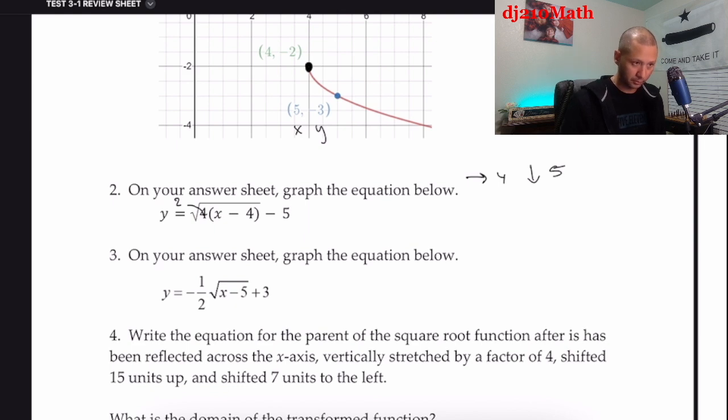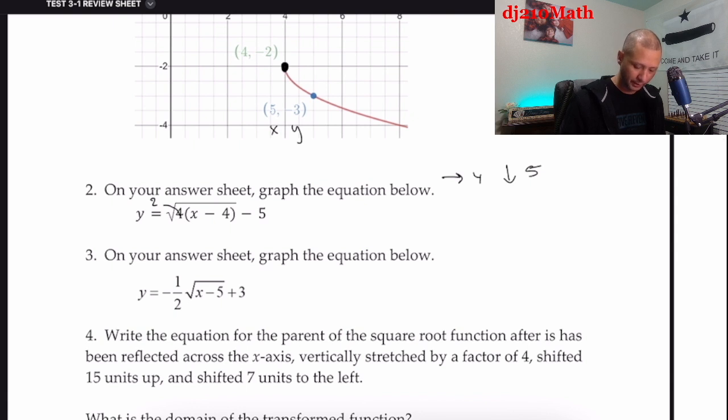All right, so get a rough sketch going here. It's not going to be precise. Okay, so this is going to be to the right and down. So if we go right 4, down 5, it's going to stretch upward, roughly.